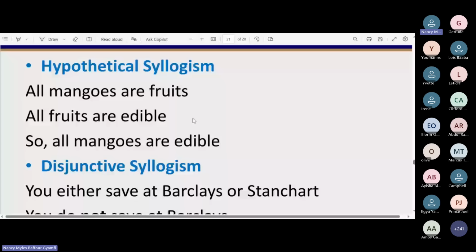So let's try our hands on hypothetical syllogism. All women are cheats, and all cheats will go to hell. My lady, sorry. Therefore, that will mean, therefore, what? All of us. All women will go to hell.